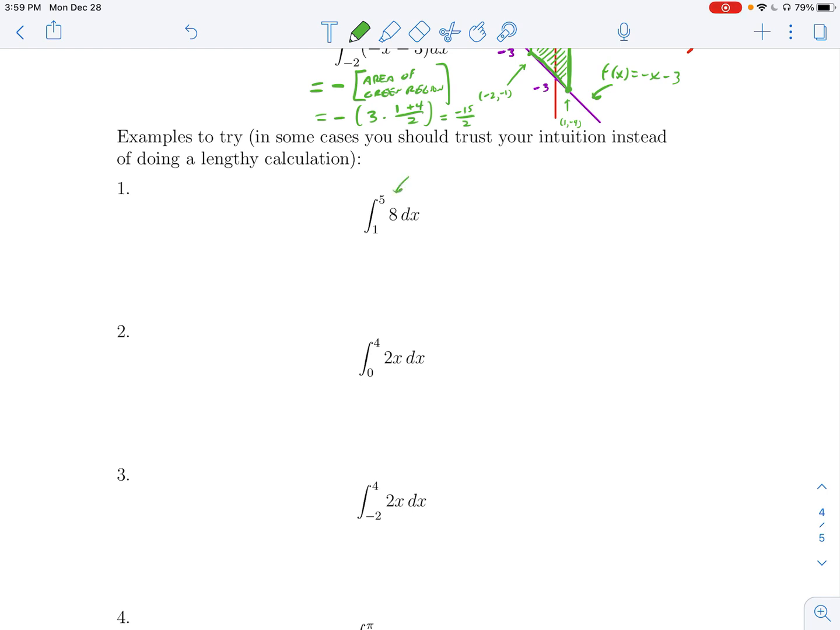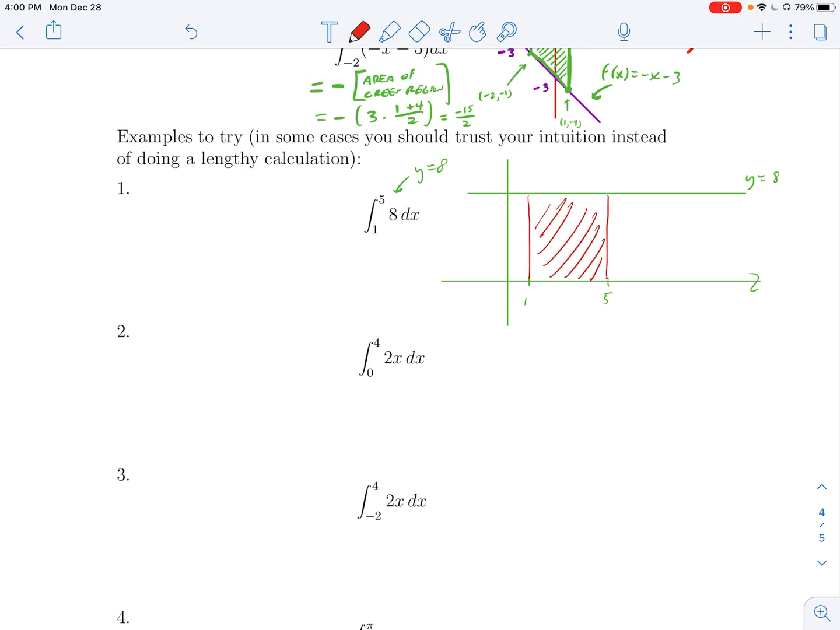Here the function is basically y equals 8. So that's a horizontal line. I have a horizontal line at a height of 8. Here's x equals 1, here's x equals 5. And this is basically saying, hey, what's this area? And it's a rectangle. It's 4 units wide and 8 units tall. This is 32.